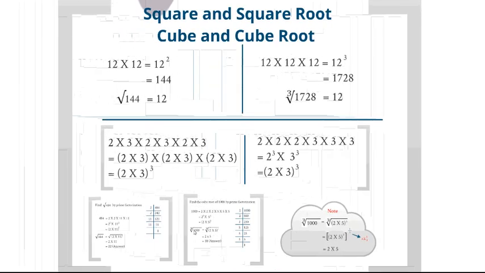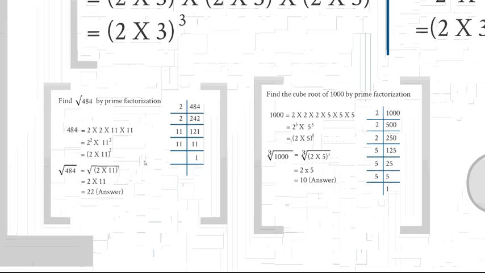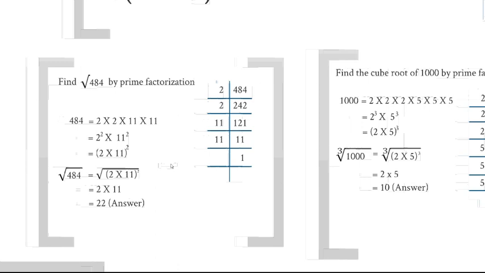Now let's look at an example here, 484. The square root of 484. And the question says they want us to find by prime factorization the square root of 484. So prime factorization gives us a hint that we have to either use the tree method or the division method. And I use the division method, so I put 484 here and I try to divide it by the lowest prime factor, which is 2.